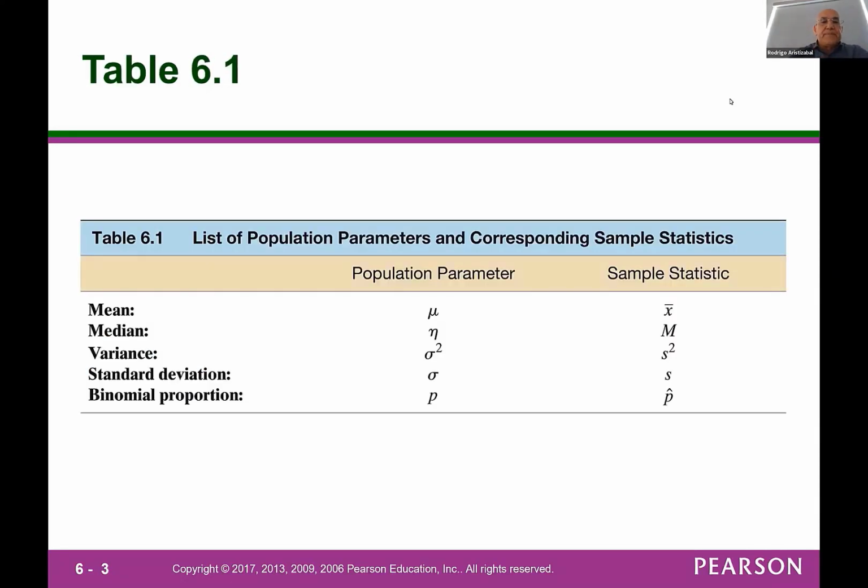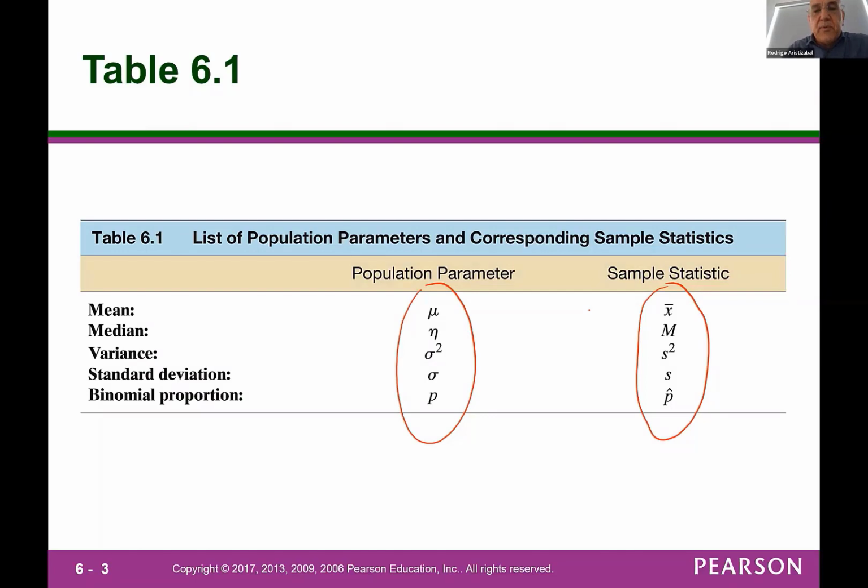Actually, there are a lot of parameters and statistics, but the most important parameters in a data set or population are the mean, median, variance, standard deviation, and proportion, the binomial proportion. We use Greek letters to denote these parameters. And for each parameter, we have a corresponding statistic. To denote the statistic, we use Latin letters like this.